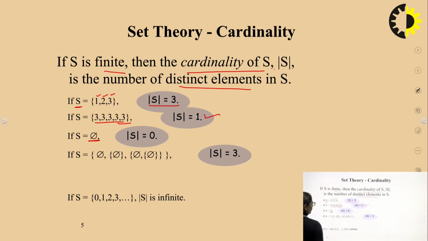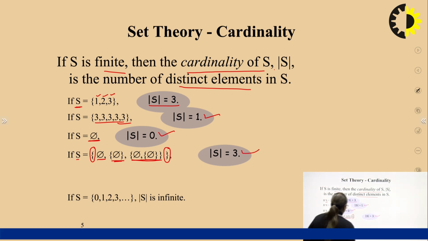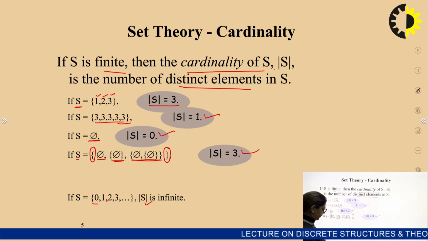Again we have written phi with no curly bracket, that means there is no element in it. Now in this we can see 1 element, 2 elements and 3 elements. There are 3 elements in this set. This is the starting brace, this is the ending brace. In this we can see these are the 3 elements, so the cardinality is 3. If S is equal to {0, 1, 2, 3, up to infinity}, then the cardinality is infinite in this case, right?